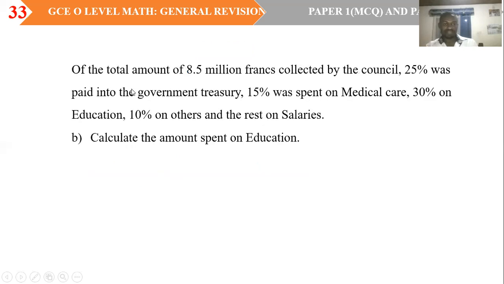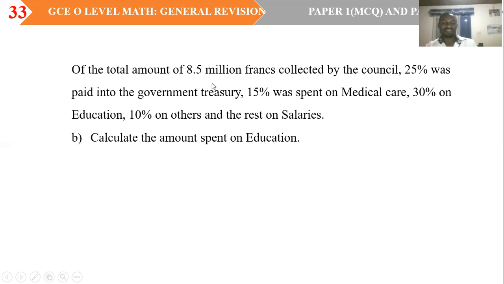Of the total amount, the question continues, of the total amount of 8.5 million francs collected by the council, 25% was paid into the government treasury, 15% was spent on medical care, 30% on education, 10% on others, and the rest on salaries. B, calculate the amount spent on education.